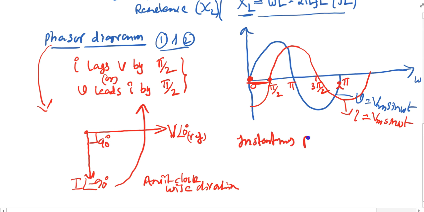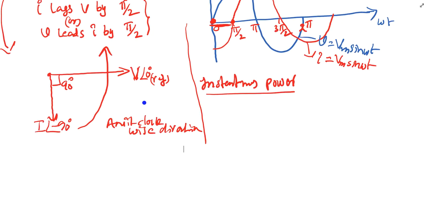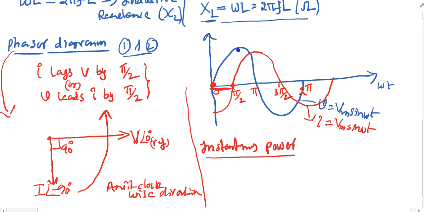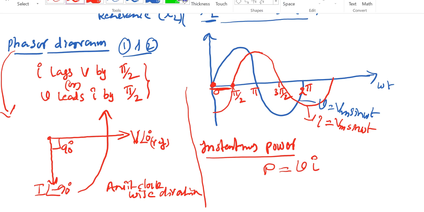Instantaneous power. I want to calculate what could be my instantaneous power. So I need to understand here. As we know, this is my instantaneous voltage and this is my instantaneous current. My instantaneous power is nothing but the product of instantaneous current and voltage. We know how to multiply that part.